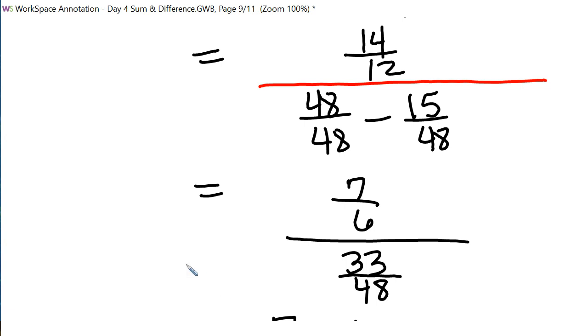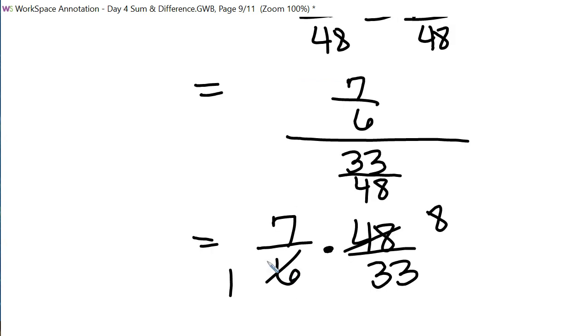6 and 48 have a common factor of 6, so 6 divided by 6 is 1. 48 divided by 6 is 8. Multiply the numerator, 7 times 8 is 56. 1 times 33 is 33. Just leave it improper. 56 over 33.